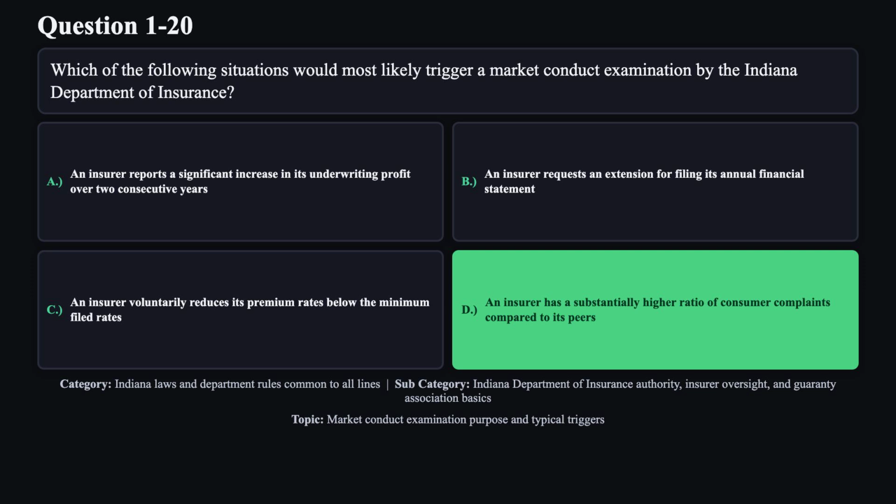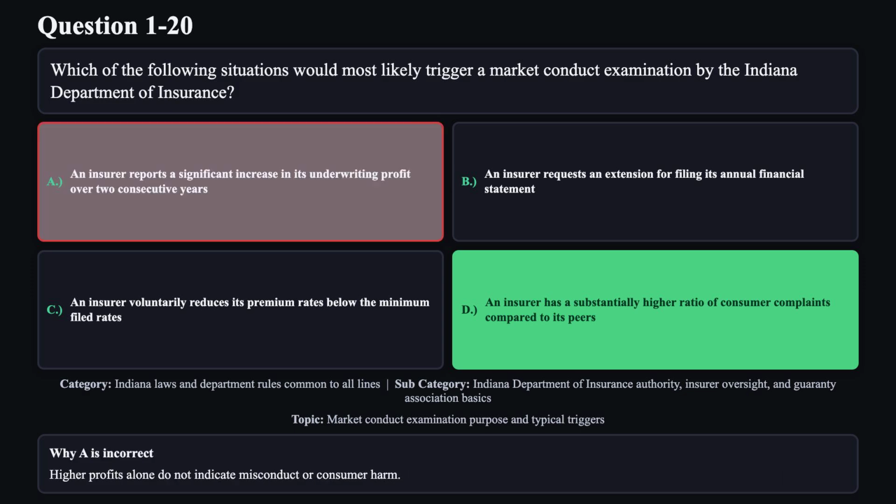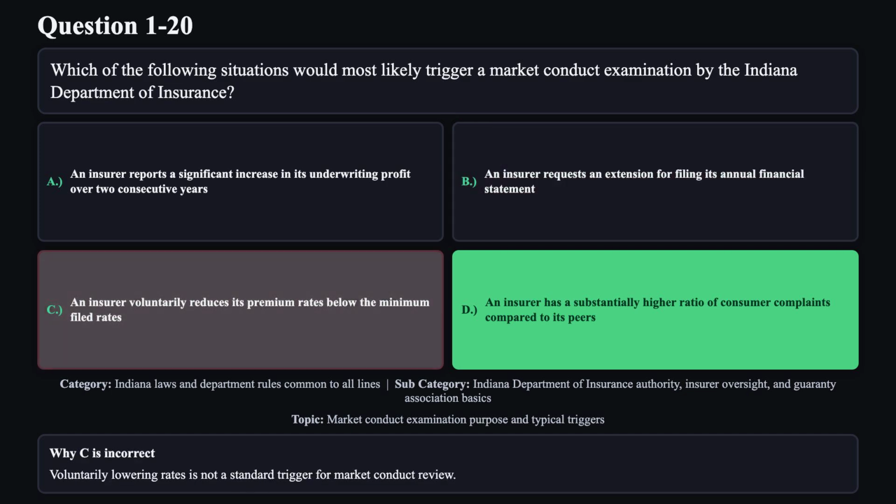The correct answer is D. A high ratio of consumer complaints is a primary indicator prompting a market conduct examination to assess unfair trade or claims practices. Reason A is not correct. Higher profits alone do not indicate misconduct or consumer harm. Reason B is not correct. Filing extensions relate to financial reporting, not market conduct investigations. Reason C is not correct. Voluntarily lowering rates is not a standard trigger for market conduct review.